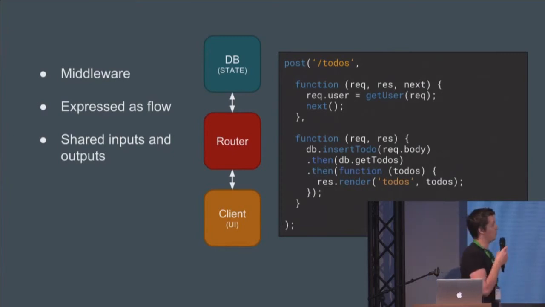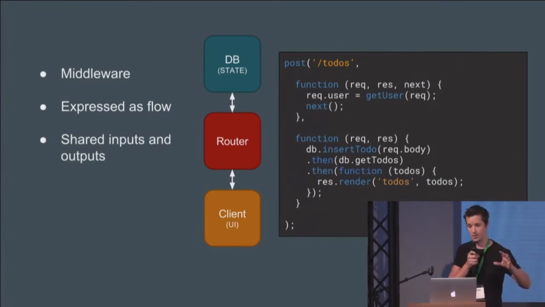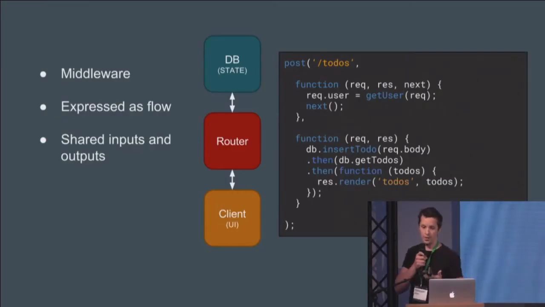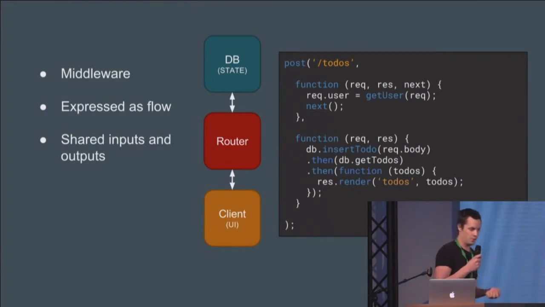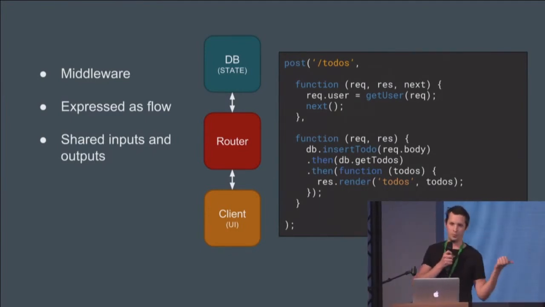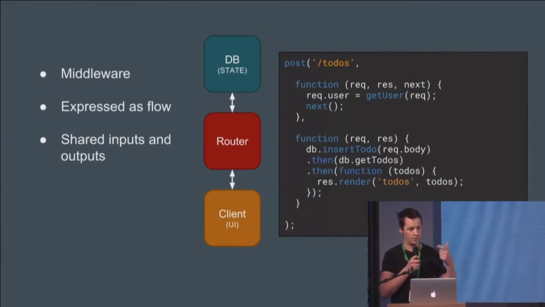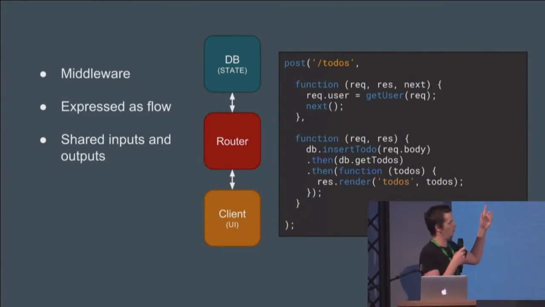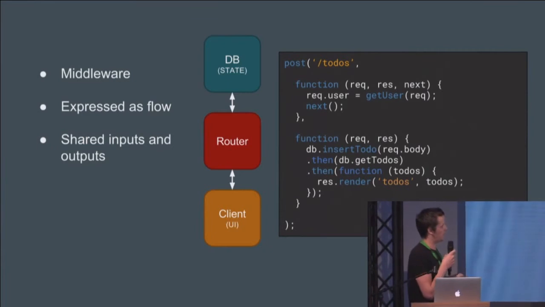And the router commonly has a concept of middleware, where you have multiple functions, each of them performing a specific task. Now, what I like about middleware is that it is expressed as a flow. As I said, you have one function doing one thing, then the next function does something. But it also has this request object. So you're not limited to only operating on the output of the previous function. You can kind of like share state as you move through this state change.